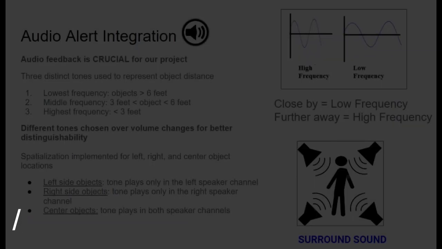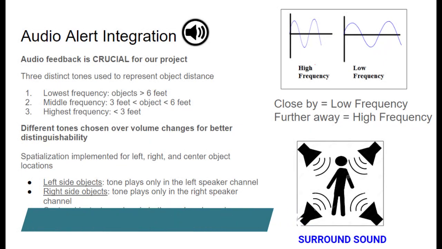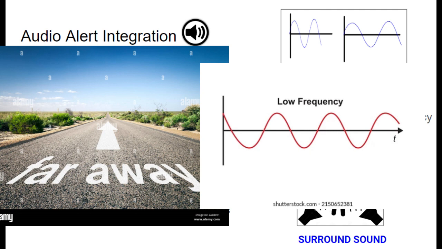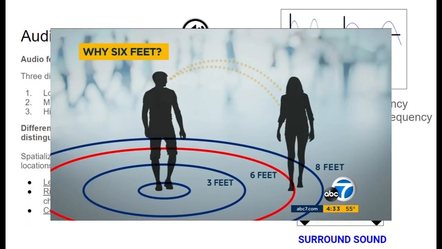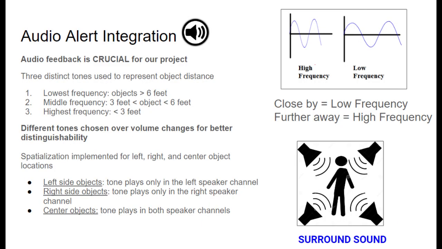Audio feedback for the user is an essential function of our project. We decided to use 3 tones, the lowest representing an object 6 feet or further away from the user, the middle frequency used for a distance between 3 feet and 6 feet, and the highest frequency for objects closer than 3 feet.